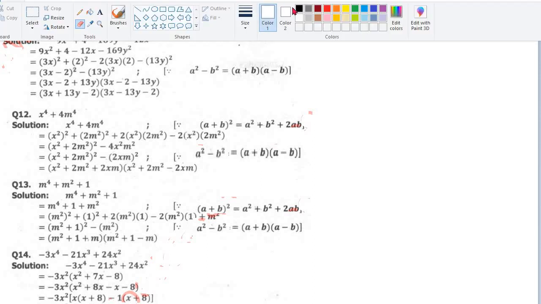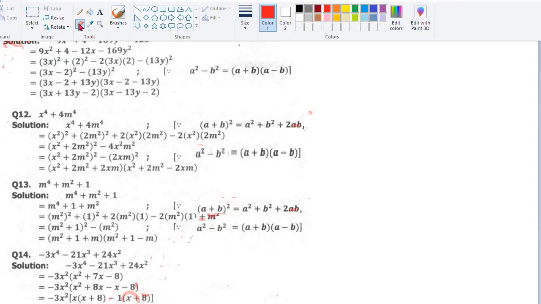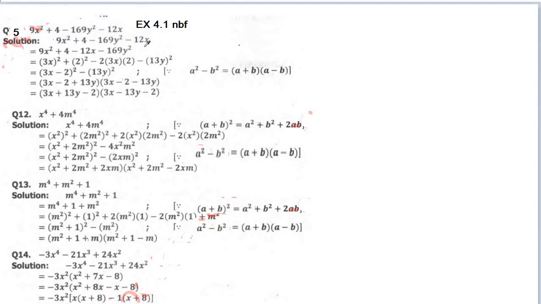So you have this arranged. Now this is your formula: a square, that is 3x square, and b square, that is 2 square, and 2ab, you can check, 2 times 3x and 2. These three terms are in the common formula. Now you have another term, 169, which is a square, minus 13y whole square.